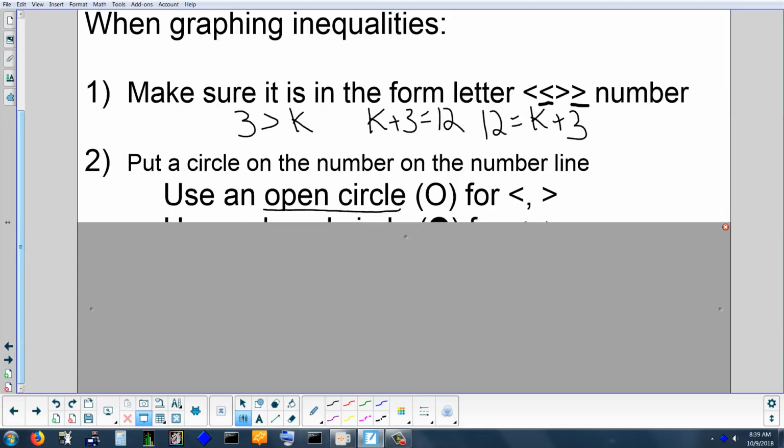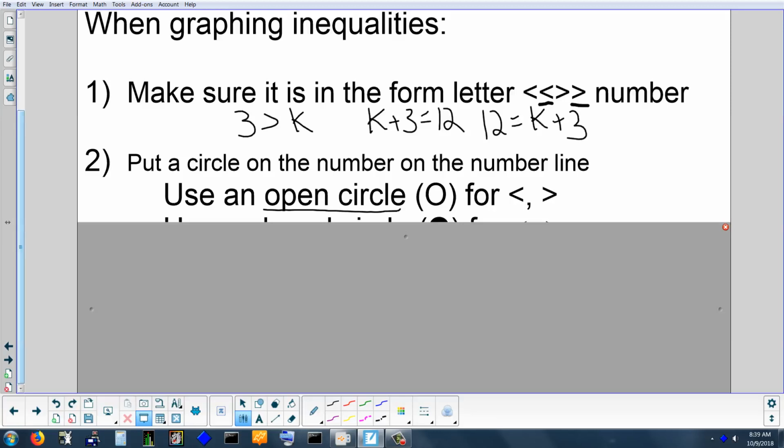Again, we're just showing you what it looks like. If it's greater than or less than, meaning no line underneath, you want to make sure you leave an open circle. All right, meaning no line underneath your less than, no line underneath your greater than. All right, so open circle for that.